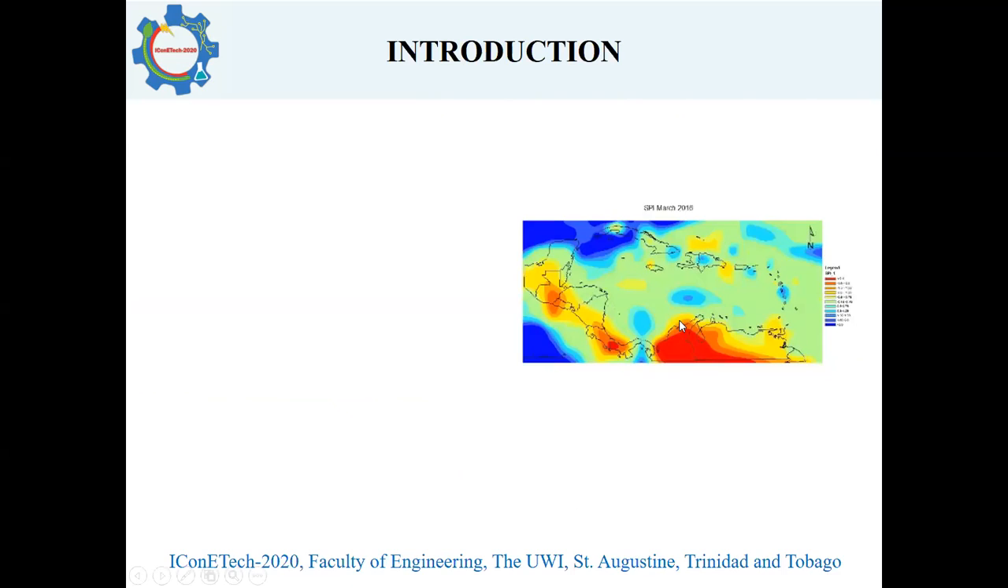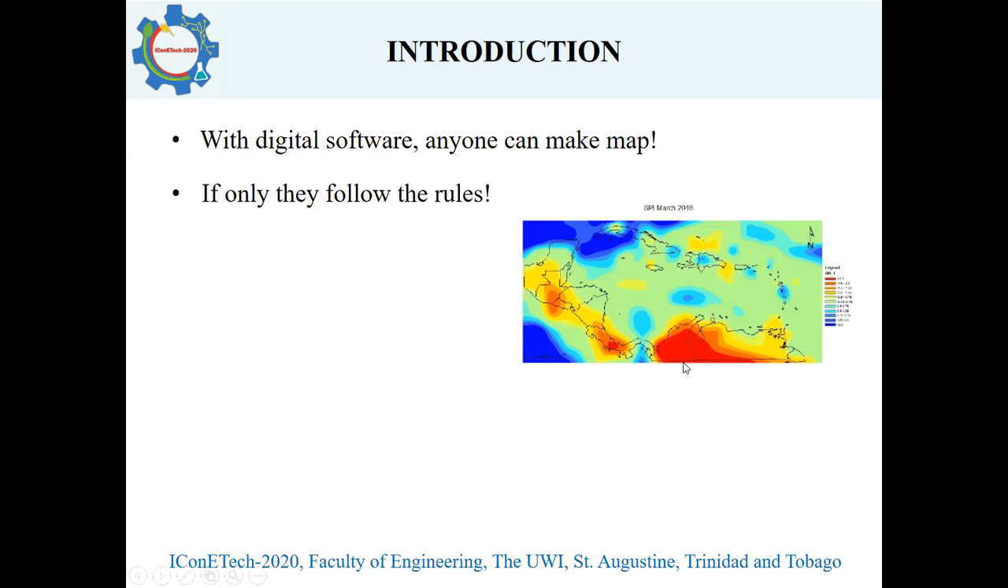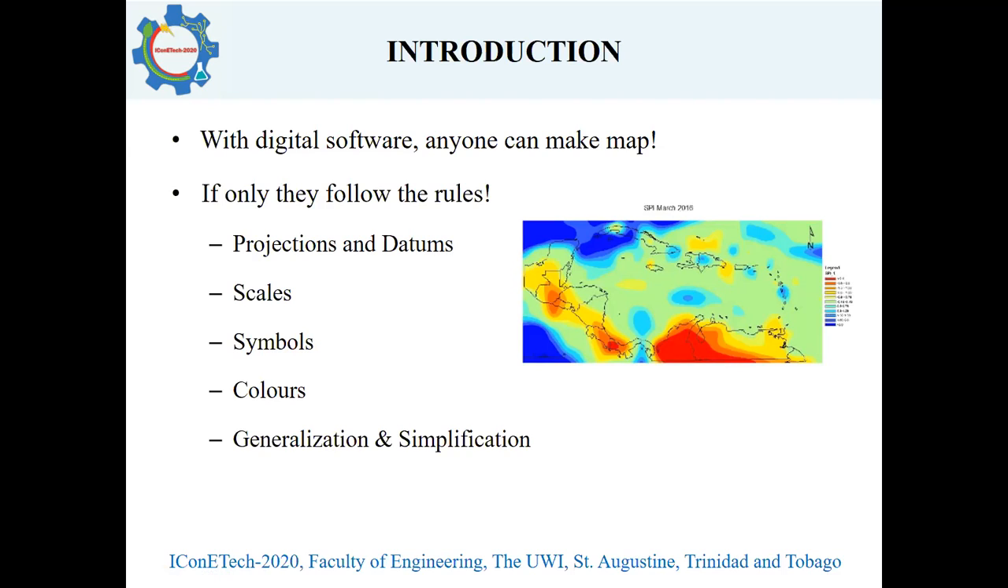The thing about it is, with the digital age, digital software, anybody can make a map. And better softwares now have AI functions, right? Once anyone follows the general rules of making maps, they can create simple maps. Right, so some basic things just to create maps.